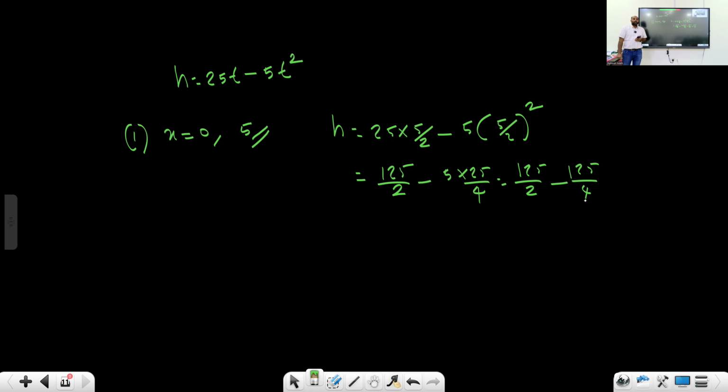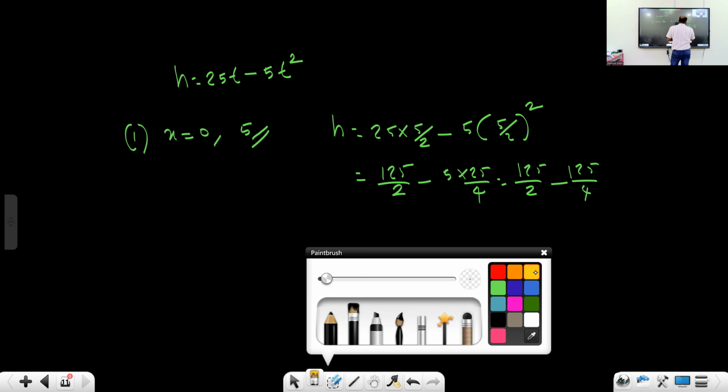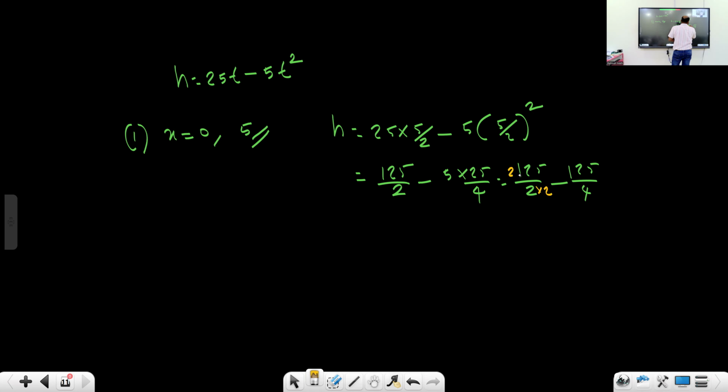How much you got? 31.25 meter. You have to take LCM for that. Who will come to take LCM? Here you have to multiply 2. So 250 minus 125, how much is coming? 31.25 meter.